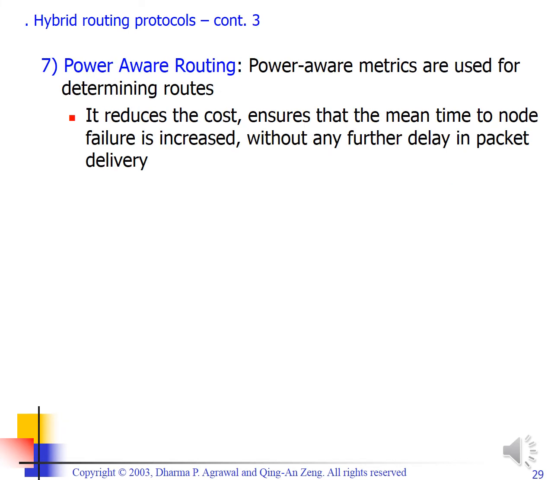Power-aware routing. Power-aware metrics are used for determining routes. It reduces cost to ensure that the mean time to node failure is increased without any further delay in packet delivery.